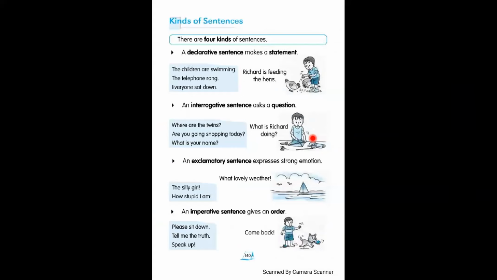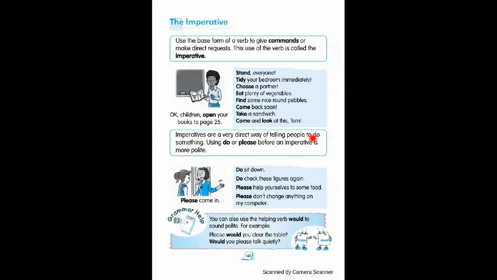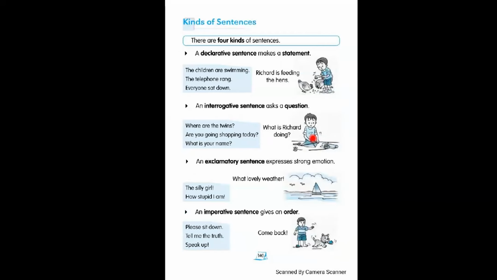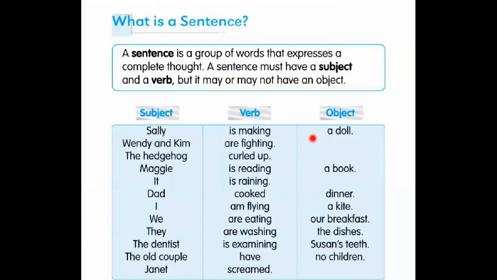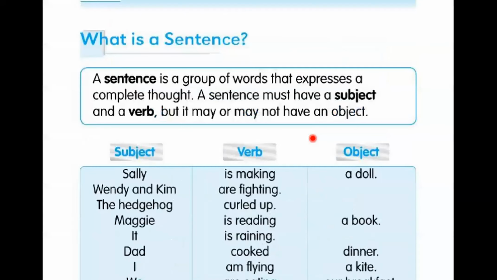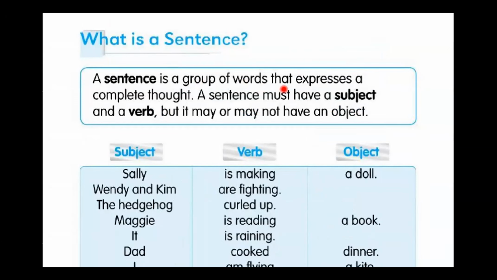Now let's move on. Yes, before going on to that, I want you to read out sentences. What are sentences? Definition, read out. What is a sentence? A sentence is a group of words that express a complete thought. A sentence must have a subject and a verb, but it may or may not have an object.